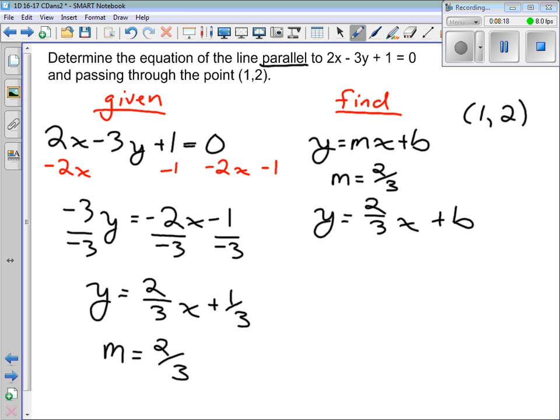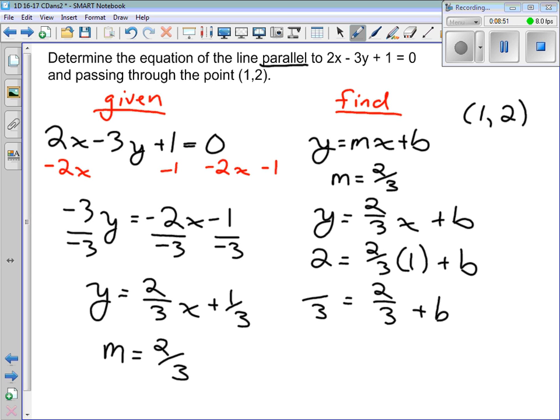Andrew? Put in our coordinates. So let's put in a 2 for y, a 1 for x, and try to figure out what b is going to be here. Oh no, we got fractions here. So we got to work with fractions. All right, so 2/3 times 1 is just 2/3 plus b. I got to get a common denominator between this 2 and this 2/3. So my common denominator is going to be 3.